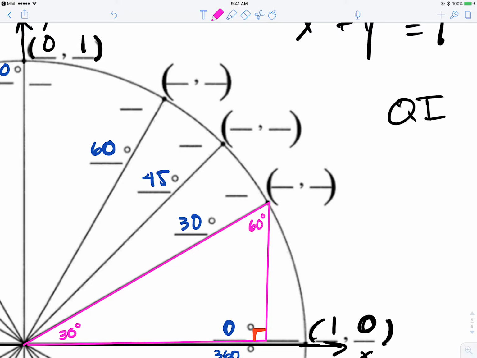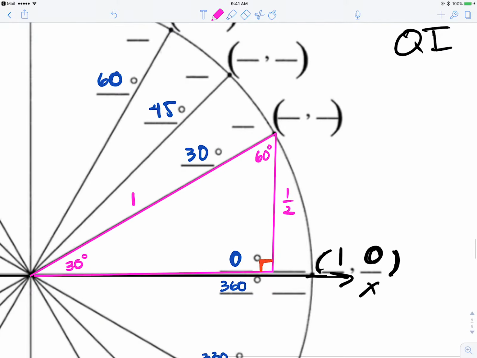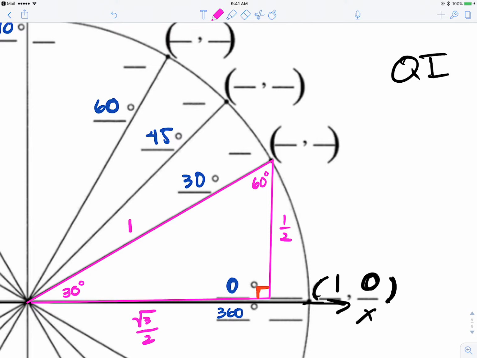So in our unit circle, the hypotenuse is 1, this side is 1/2, this side is √3/2. We want to know what the x and the y value are at this first point. Looking at our right triangle, what would the x value be? √3/2. What would the y value at that point be? 1/2, so the height of the triangle.